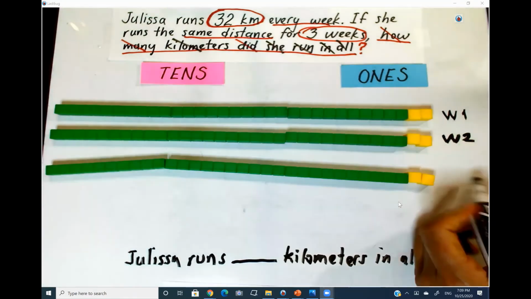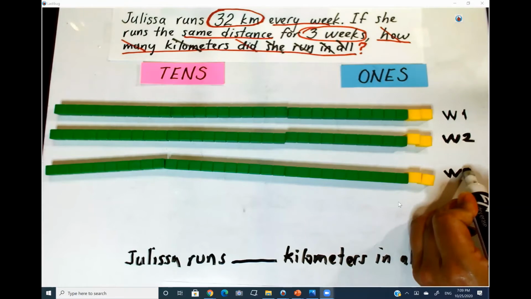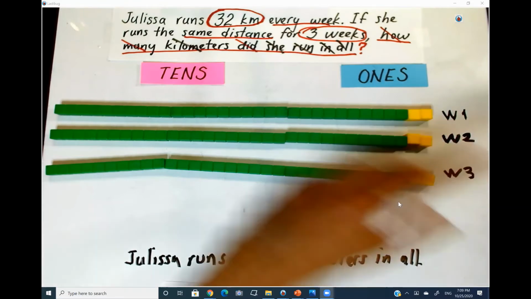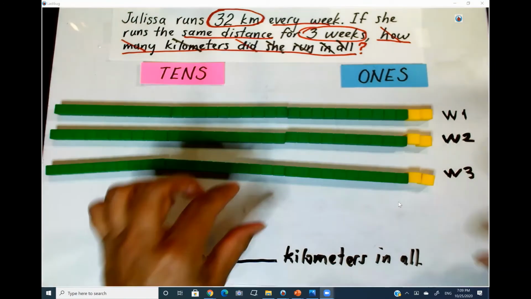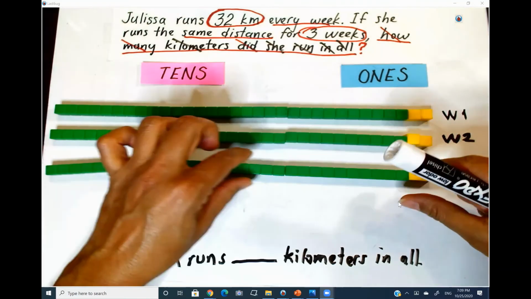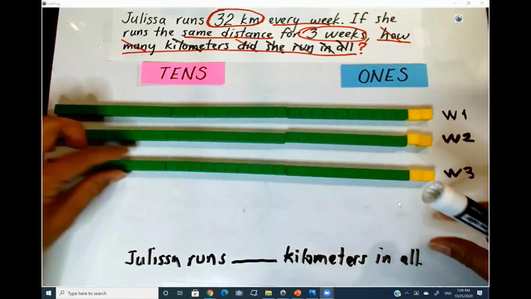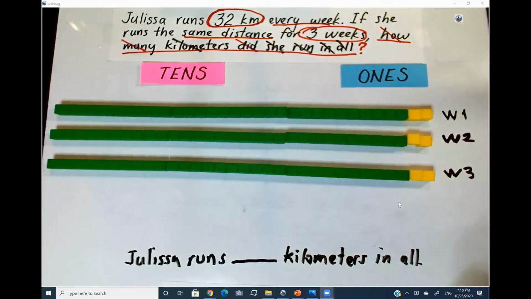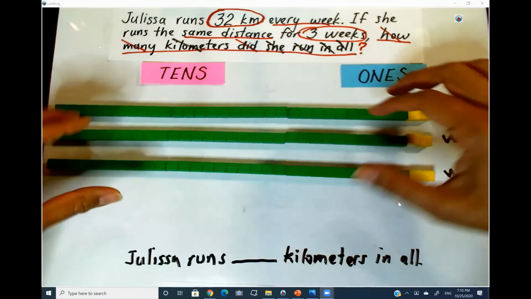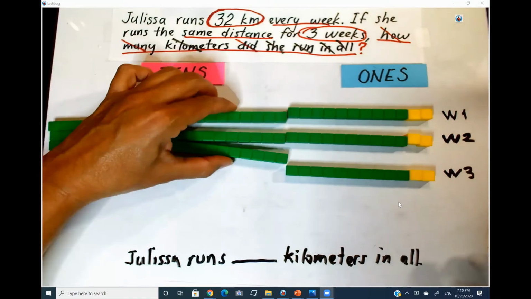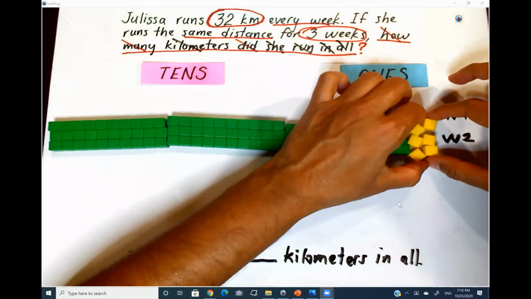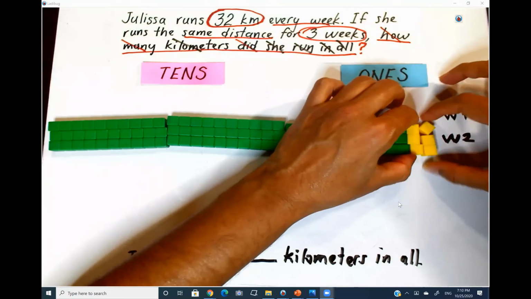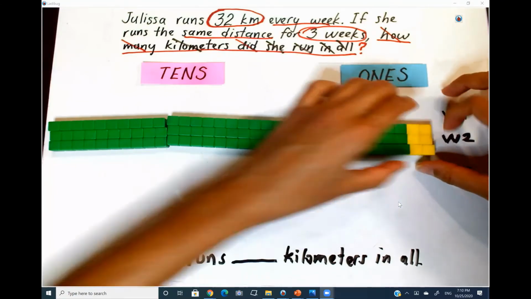This is week number 3. Now the question is asking us how many kilometers did she run in all? To answer this question, we know that we have to put all these kilometers together to find the answer. Now, to do that, we're going to join all the groups together, because that's what we're doing, putting them all together to find the answer.